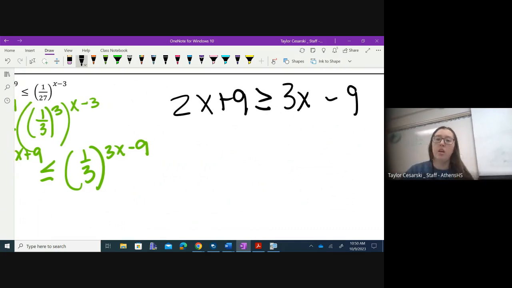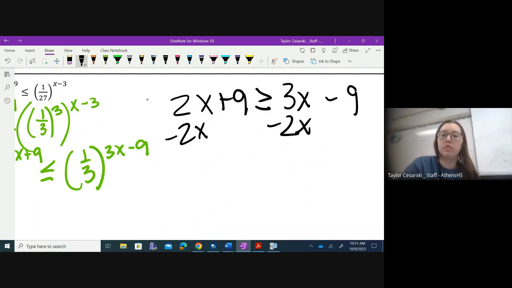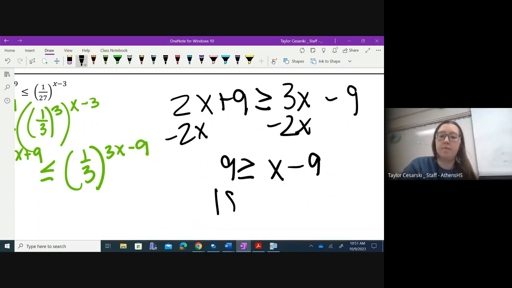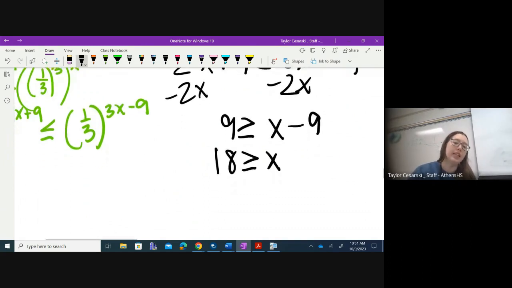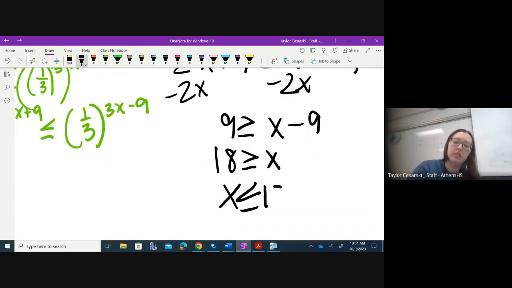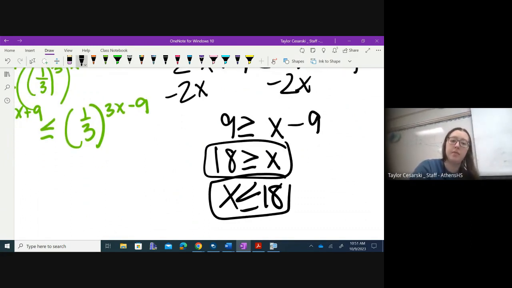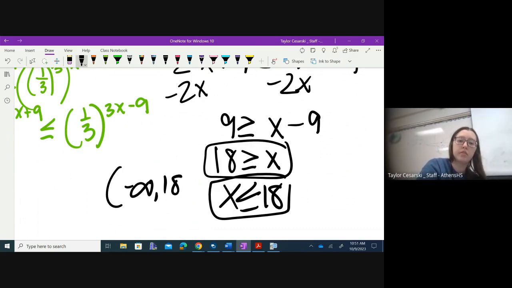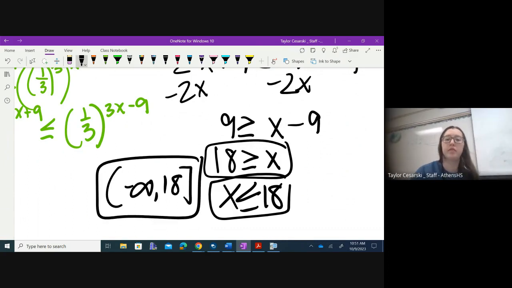So then just solving an inequality. Add 9. So this says x is less than or equal to 18. These all say the same thing. So you get something that looks like that.